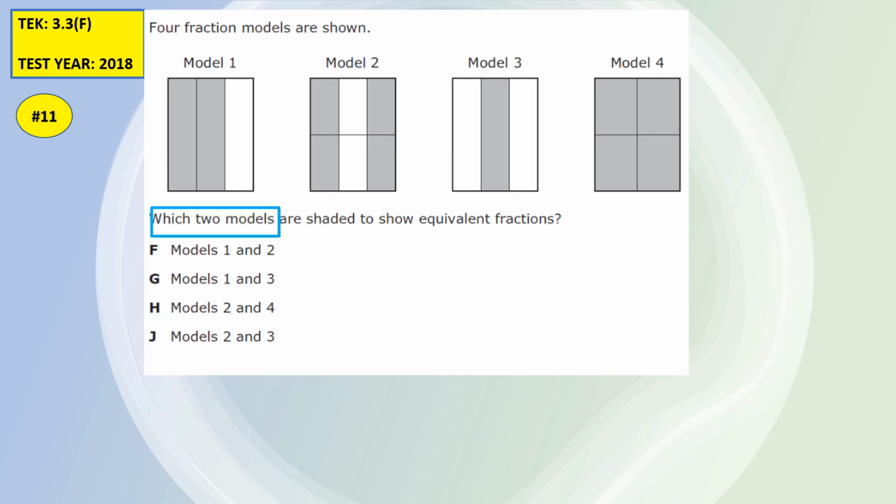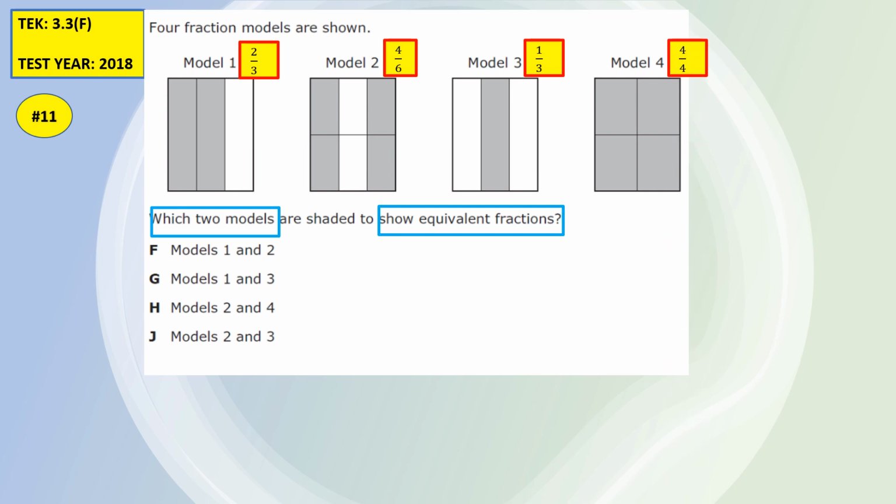Okay, which 2 models are shaded to show equivalent or equal fractions? Model 1 shows 2/3 because 2 out of the 3 pieces are shaded. Model 2 shows 4/6 because 4 out of the 6 pieces are shaded. Model 3 shows 1/3 because 1 out of the 3 pieces are shaded. And model 4 shows 4/4 because 4 out of the 4 pieces are shaded.